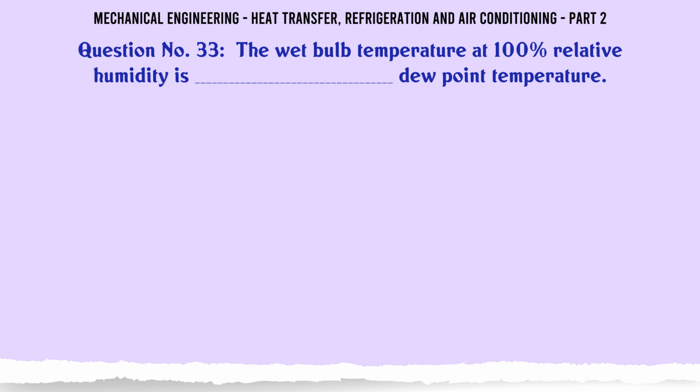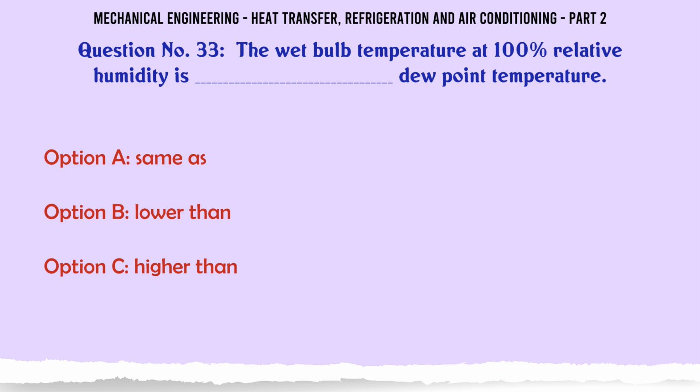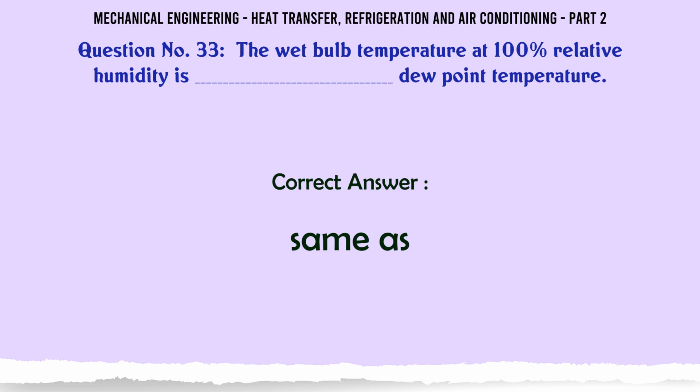The wet bulb temperature at 100% relative humidity is dew point temperature. A. Same as. B. Lower than. C. Higher than. D. The correct answer is same as.